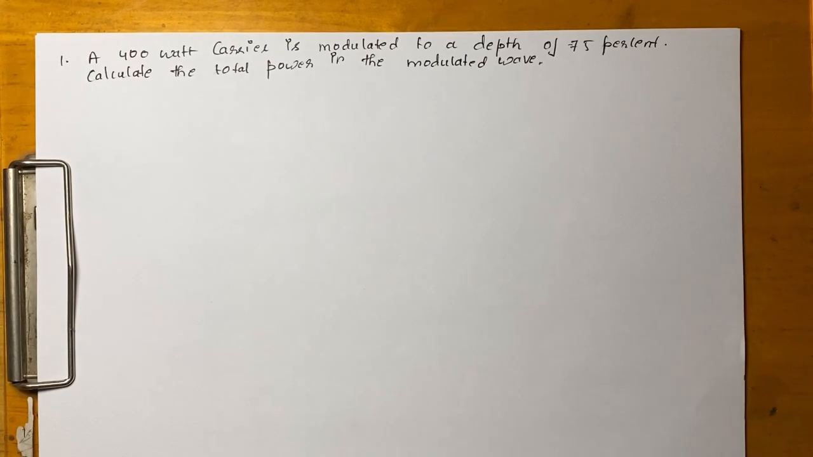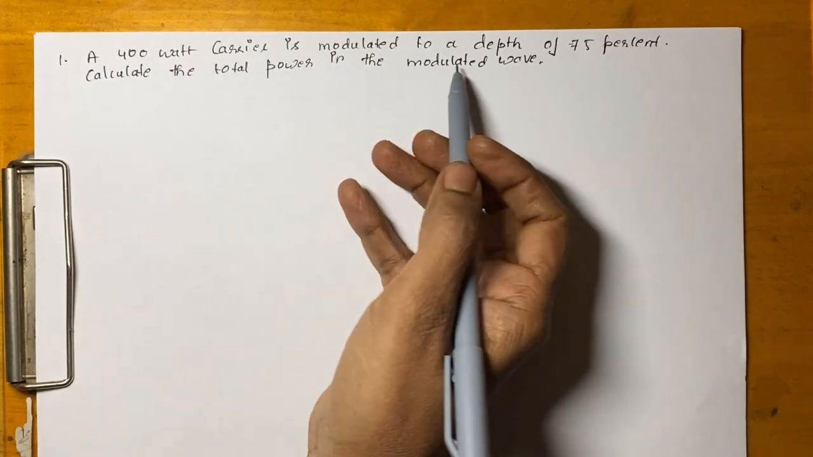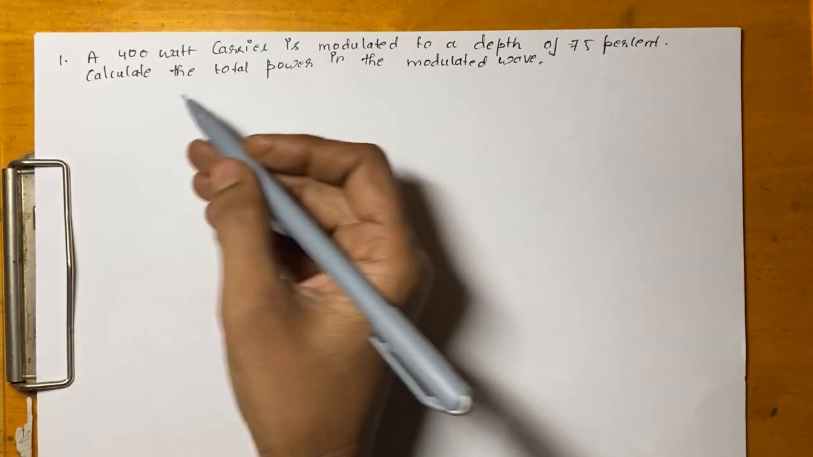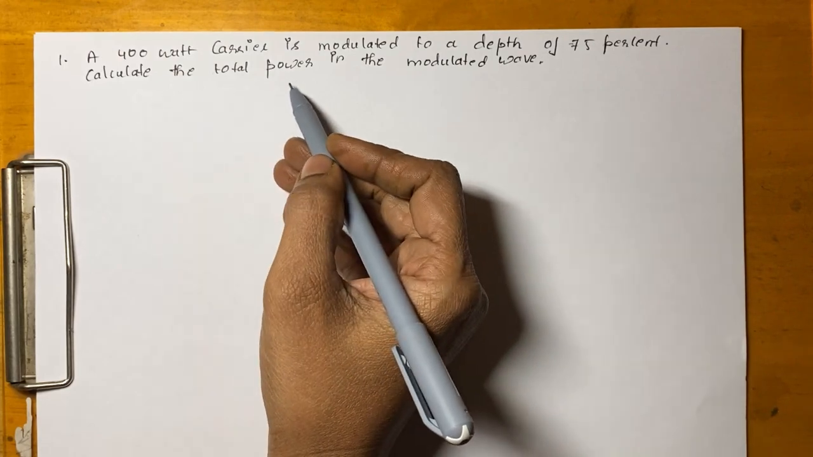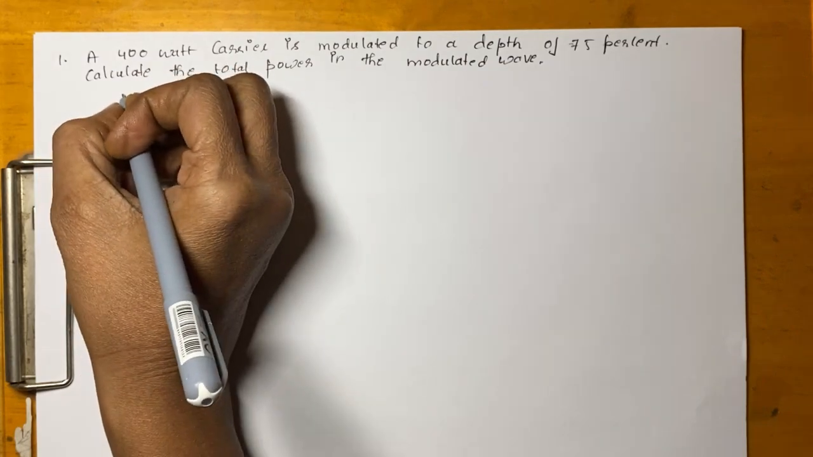Hello everyone. Today we'll be looking through a few problems with respect to this amplitude modulated wave. The first one is: a 400 watt carrier is modulated to a depth of 75%. Calculate the total power in the modulated wave. First we'll see what's been given.